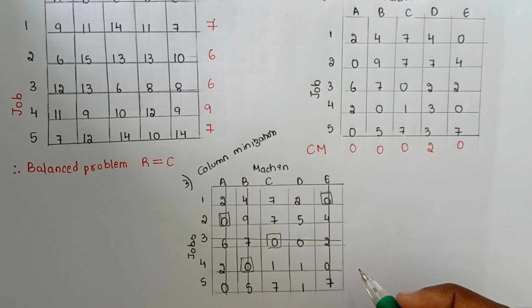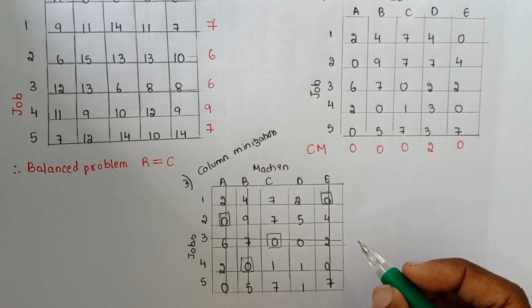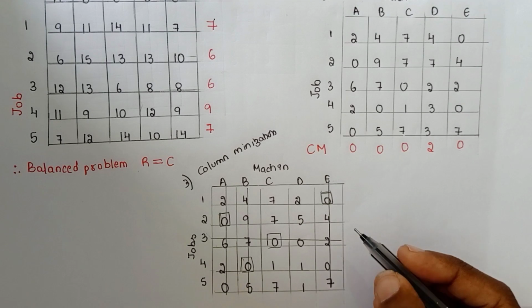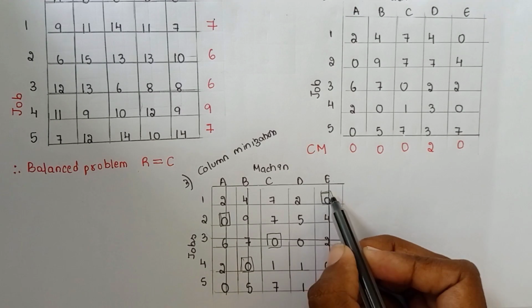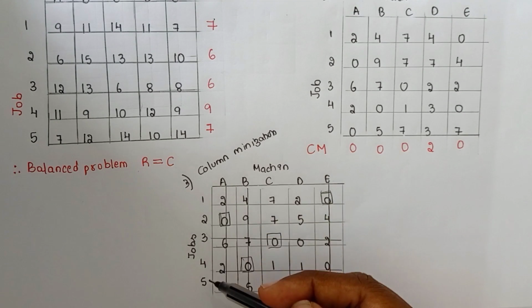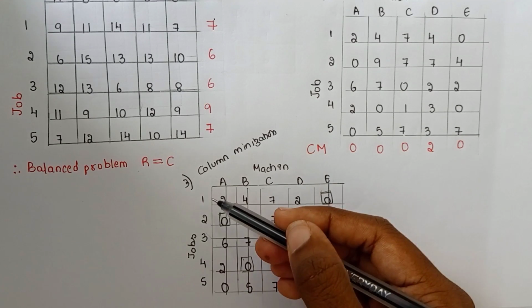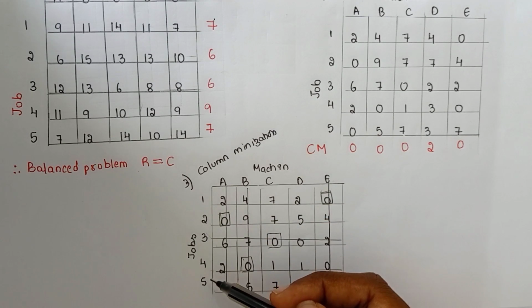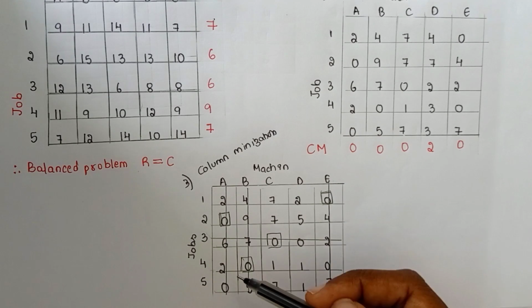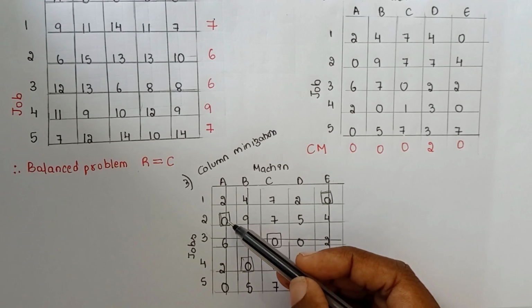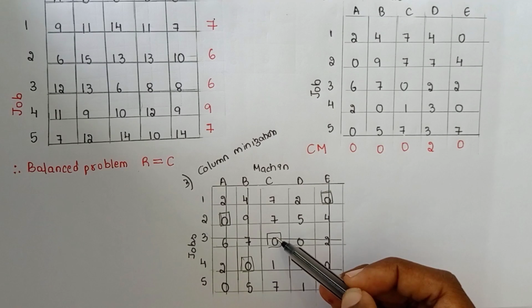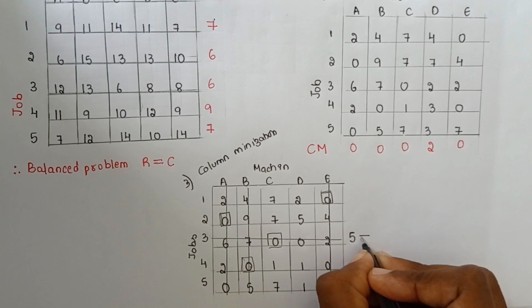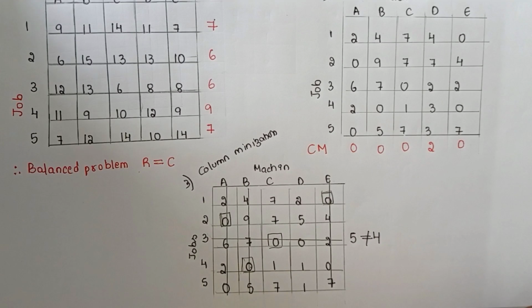Okay, now what we have to do is check whether it is an optimum solution or not. If we want to get an optimum solution, the number of squares and the number of rows must be equal. The number of rows is 1 2 3 4 and 5. So the number of rows is 5, and we have to count the number of squares here. The number of squares is 1 2 3 and 4. 5 rows and 4 squares, which is not equal.